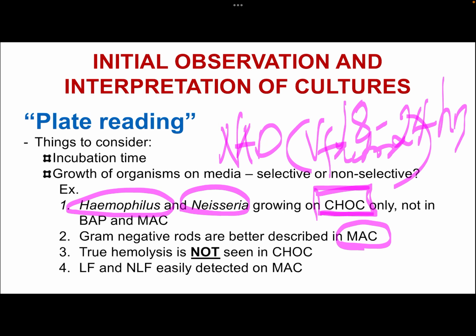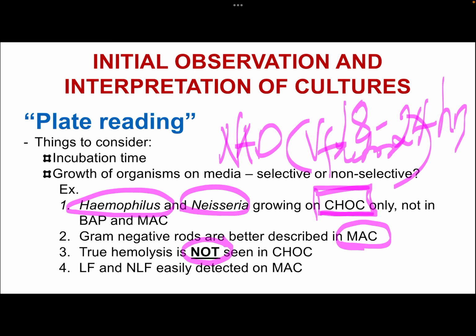Another thing, true hemolysis is not seen in chocolate agar. So that's why you have to compare and contrast the colonies of the bacteria in blood agar plate and of course in chocolate agar plate, because sometimes you might observe that the beta hemolysis in the blood agar plate can be seen as a greenish coloration on the chocolate agar plate, but you should take note that true hemolysis cannot be observed in the chocolate agar plate.